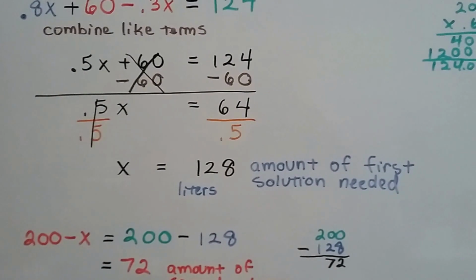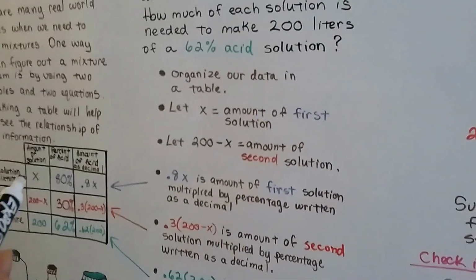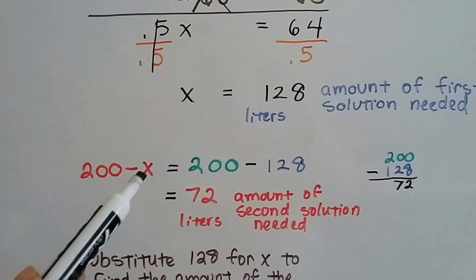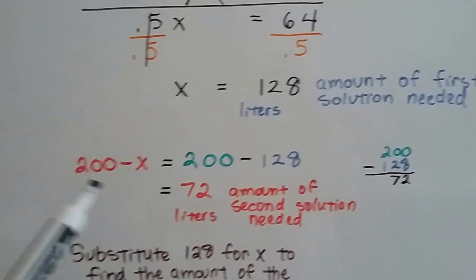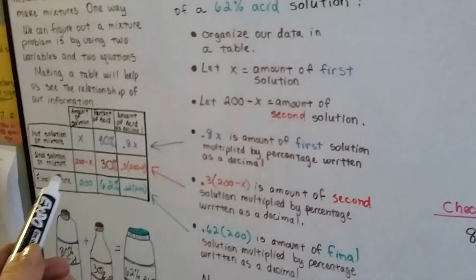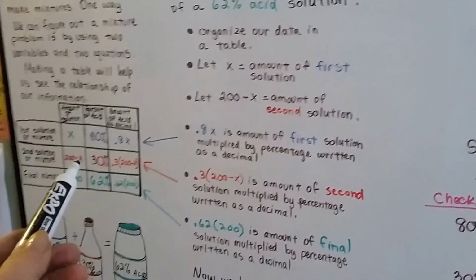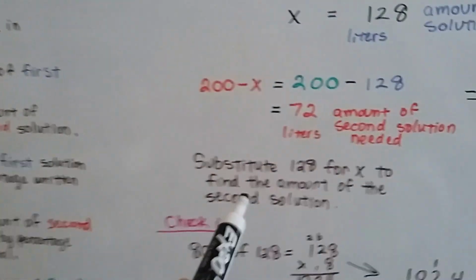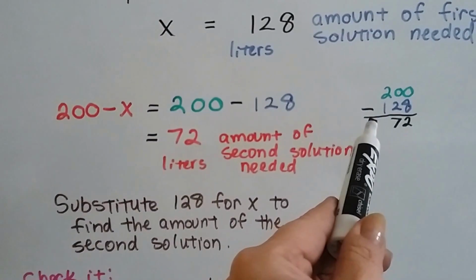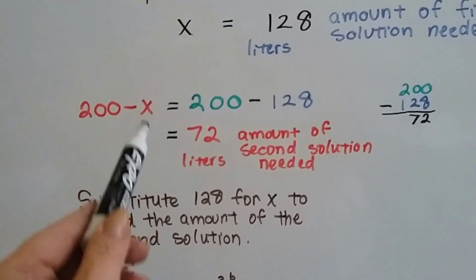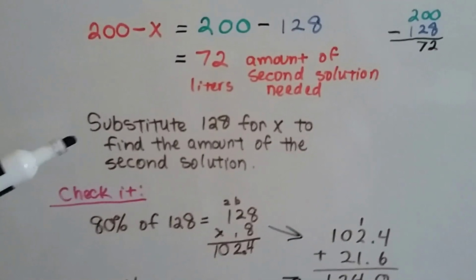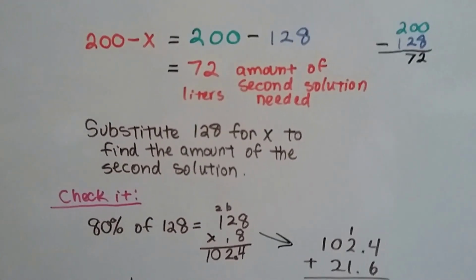That's the amount we need for our first solution. So we could even write it in our table if we wanted to, 128. But all we have to do is substitute the 128 for x. We know that for the red one, we've got 200 minus x. And if we put the 128 here, then we know 200 minus 128 is going to be the amount of the red one, the second one. And 200 minus 128 is 72, so that means 200 minus x is 72. We need 72 liters of the red one, the second one. We substituted the 128 for the x to find the amount of the second solution.